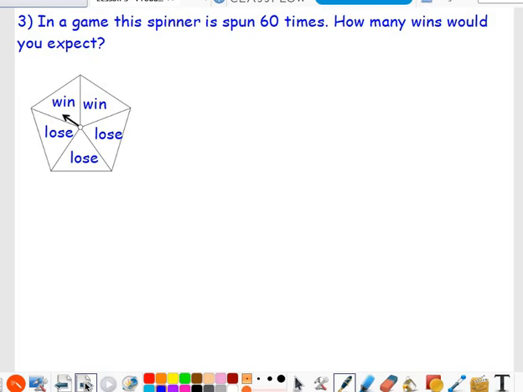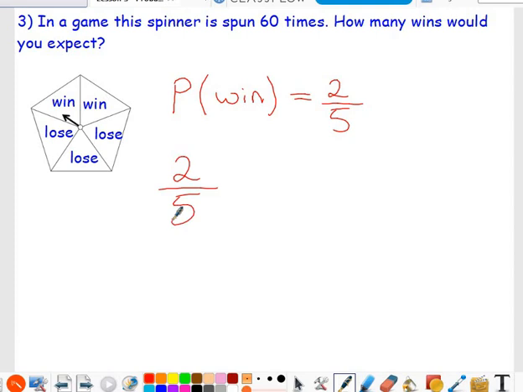In a game, this spinner is spun 60 times. How many wins would you expect? So, P of winning. First of all, the probability of winning is equal to, well, there's 2 wins out of 5 possible sections. So we're going to do 2/5. It's spun 60 times, so we need to multiply it by 60. So we pop our 60 over 1.